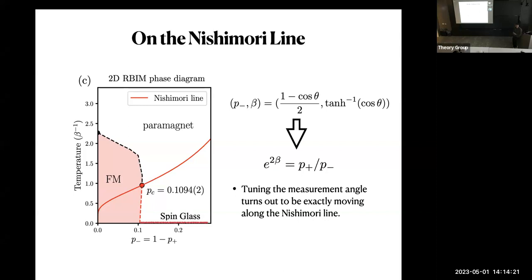Actually, can I ask a question about that? So in the random bond Ising model, I assume the way you think about it is that you pick some disorder realization, and then you have some free energy associated with that. And then you average over different disorder realizations. But is that really equivalent to what's happening in your system? In other words, I'm just a little confused.